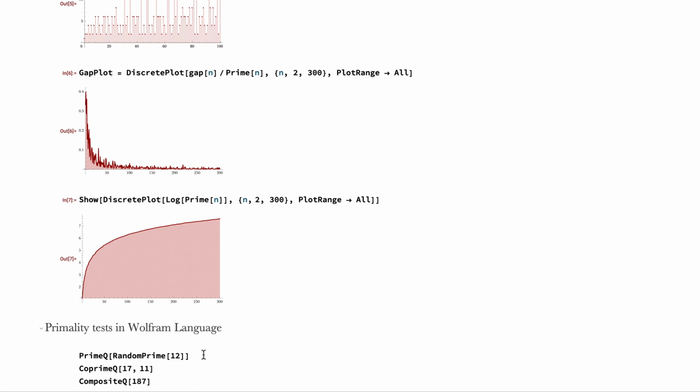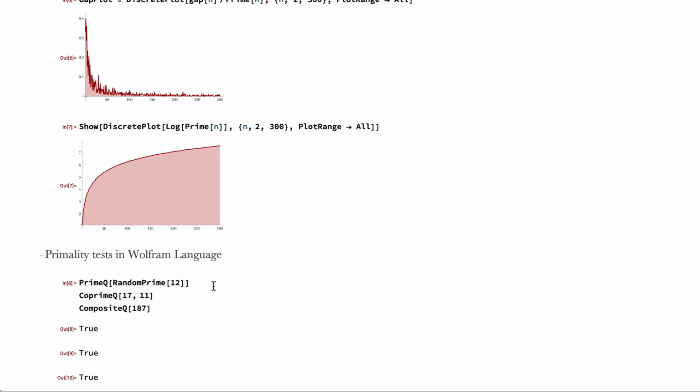Along with that, we have a couple various primality tests in the Wolfram Language. Here we have PrimeQ[n], which returns whether or not a number is prime. Given a random prime number, it'll always return true. We also have CoprimeQ[n, k], which tests if n and k are coprime. Given the two prime numbers 17 and 11, it returns true, because all prime numbers are coprime with each other.